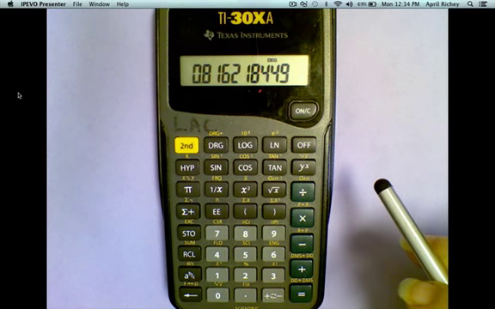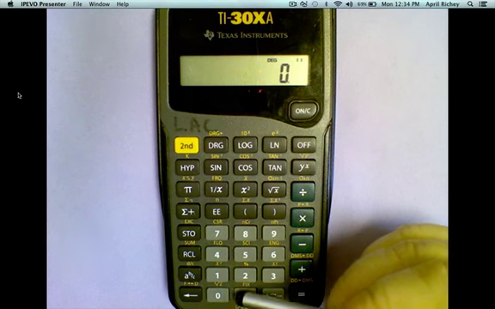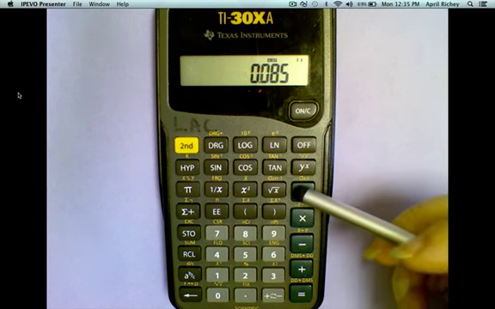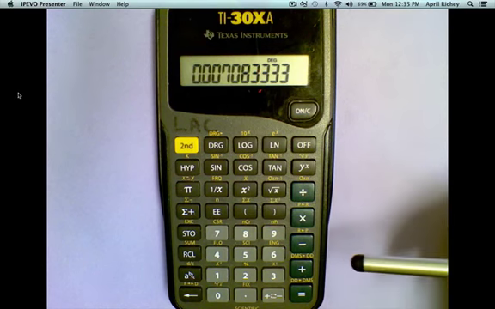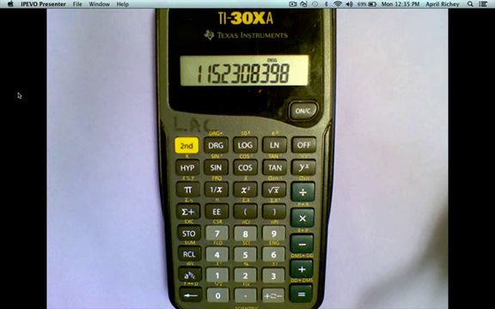Now I have to divide this by the 0.085 divided by 12. So divided by parenthesis, 0.085 divided by 12, and close your parenthesis, and then press equals to do the division. And this gives me 115.23, and that decimal continues on.